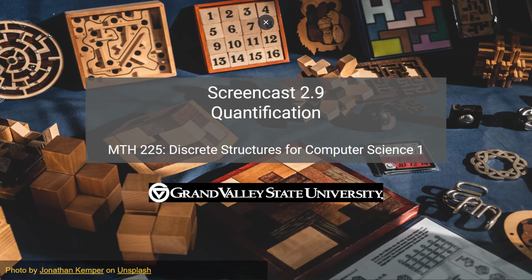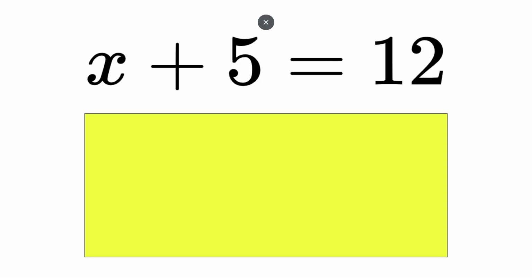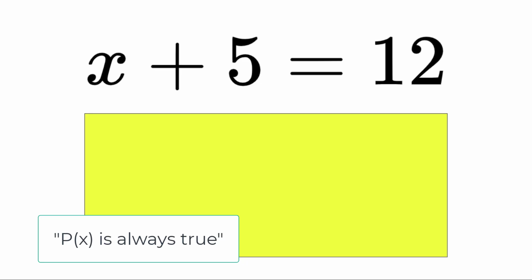So here's the proposition we first saw in the last video. P of x is the statement x plus 5 equals 12, where the domain is the set of all real numbers. This again is a predicate, not a proposition. This statement is neither true nor false as it is, because it has an undetermined variable in it. But let's form a new statement that's related to it. The statement P of x is true for all values of x.